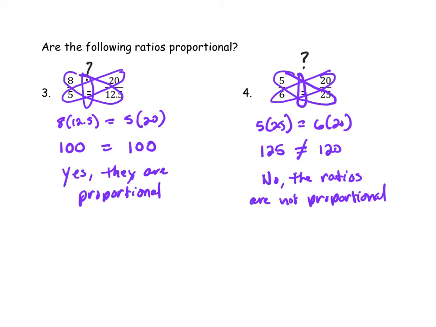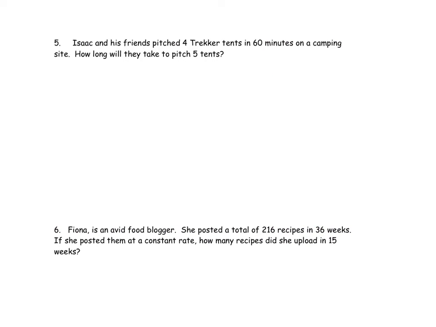So in this example, after we cross multiply, we get two different products, and they are not equal. So no, the ratios are not proportional in this example. Would you please turn to the back side? And we're going to continue using the same thing, but we have to now set up the proportion. Number 5 says Isaac and his friends pitched 4 Trekker tents in 60 minutes on a camping site. How long will it take to pitch 5 tents?